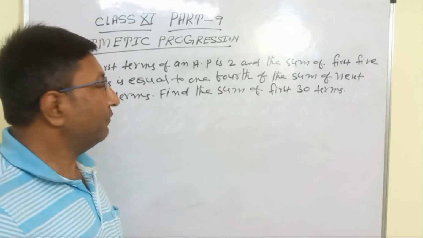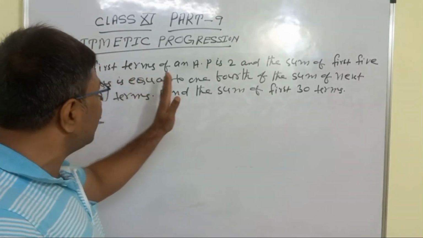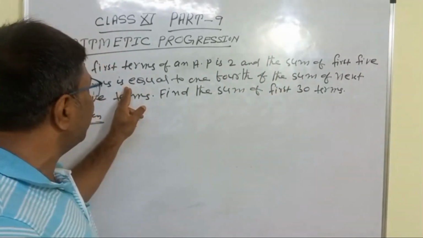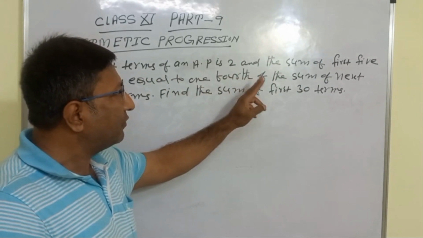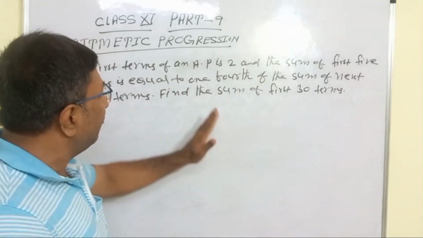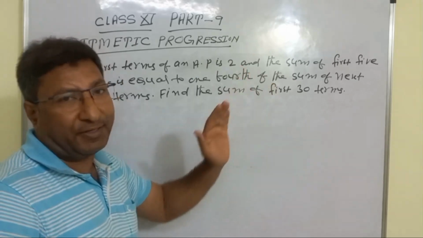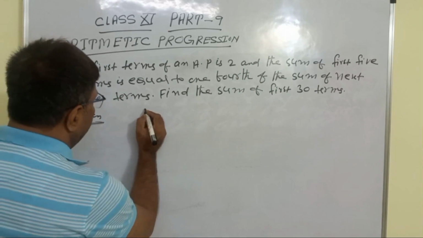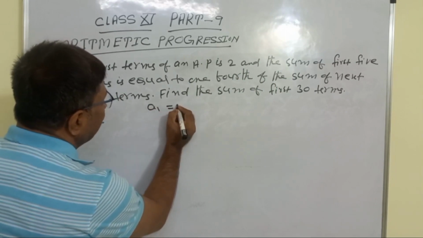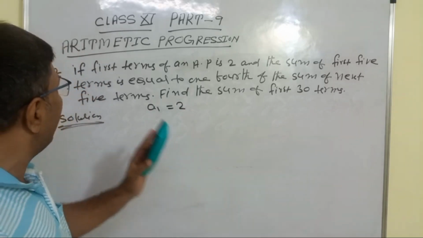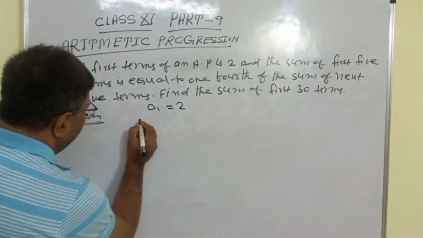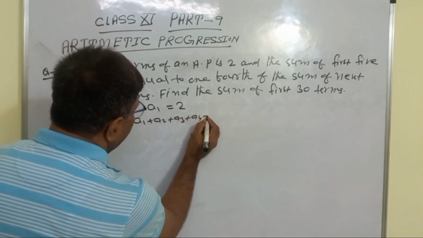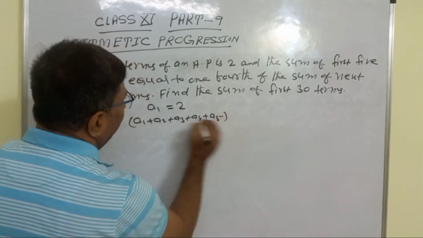See the next question. The next question is: if the first term of an AP is 2 and the sum of the first 5 terms is equal to 1/4 of the sum of the next 5 terms, then find the sum of the first 30 terms. So what is given here? The first term of an AP, suppose A1, is given as 2, and the sum of the first 5 terms. So suppose our terms are A1, A2, A3, A4 and A5. These are the first 5 terms.